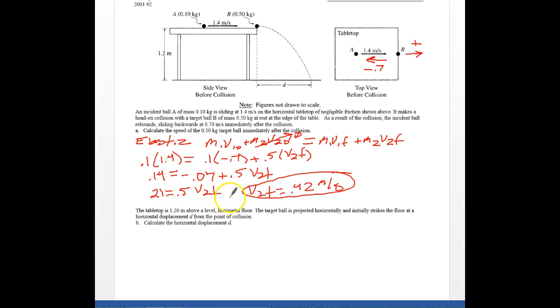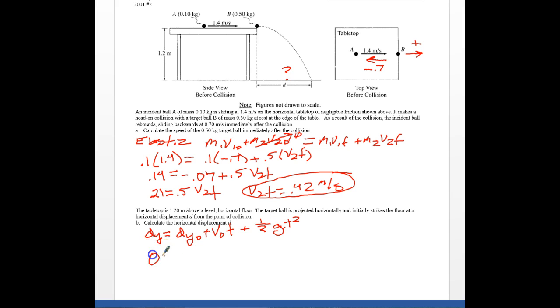For letter B, it says the tabletop is 1.2 meters above the level horizontal floor. The target ball is projected horizontally and strikes the floor at a displacement. So here's the displacement. They want us to find out what this displacement is. One of the things we need to do first is figure out which equation to use. This one's pretty easy because I know that the distance in the y is equal to the original distance in the y plus the original speed times time plus 1/2 a t squared, where a is really g, and g we know is negative.